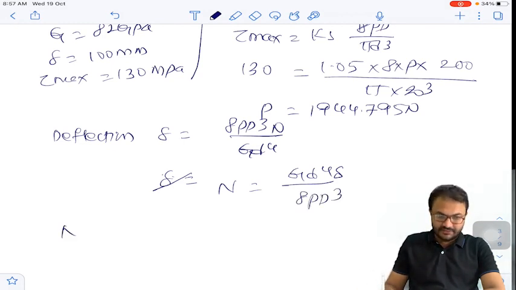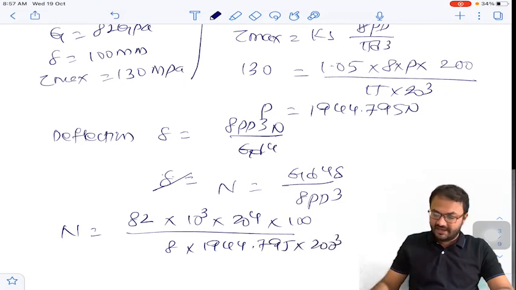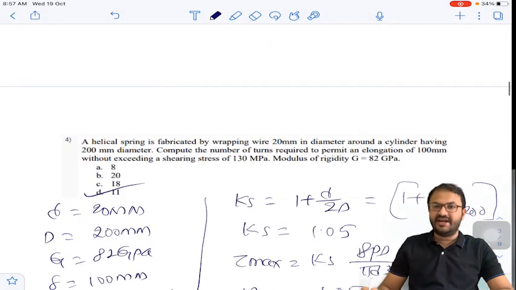N is equal to 82,000 into 20 power 4 into 100 divided by 8 into 1944.795 into 200 cube. You will get around 11 number of turns. It will be answer D for question number 4.